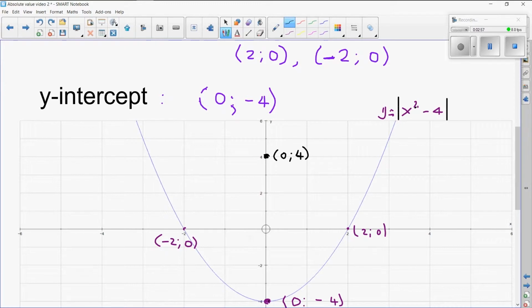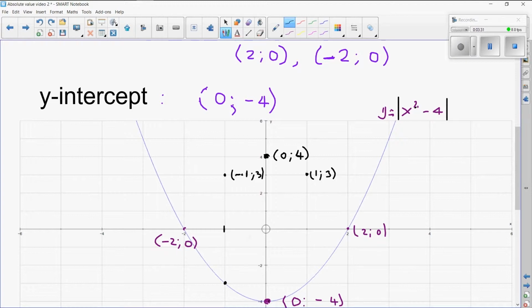So if you have a look, here's another point. When x is negative 1, we had y is negative 3. If that is reflected along the x-axis, I see now that when x is negative 1, y is going to be positive 3. Similarly, on the other side of the y-axis, on the right-hand side, I will have the point (1, 3).